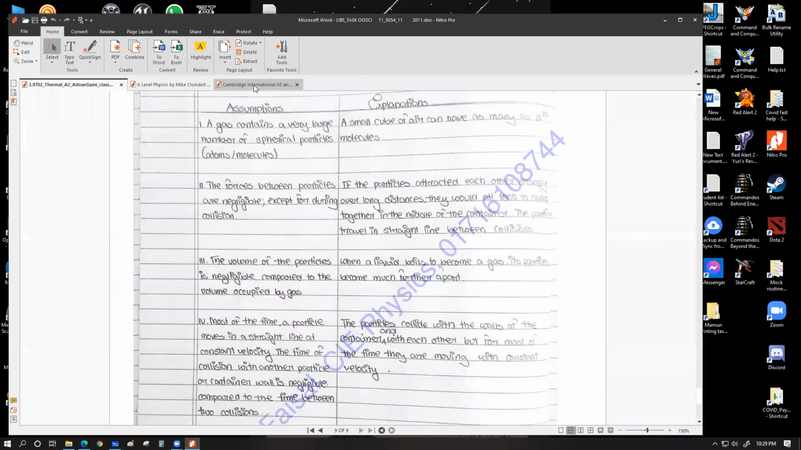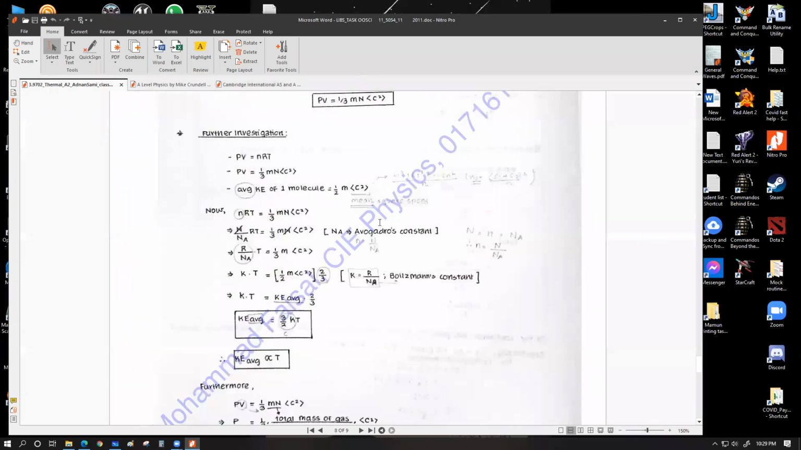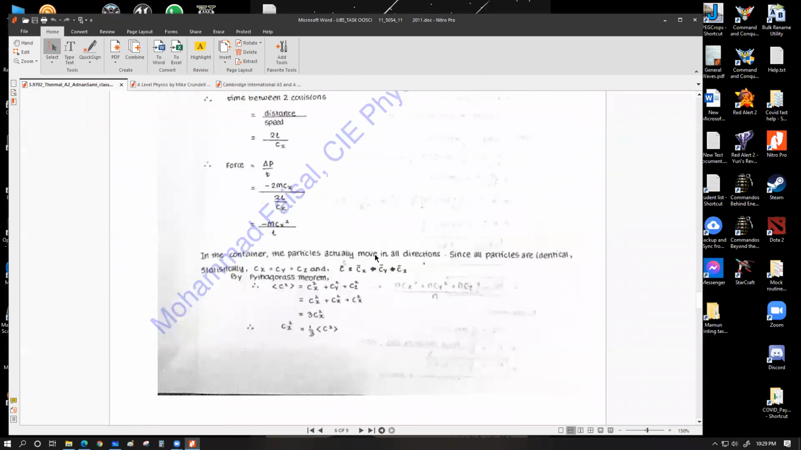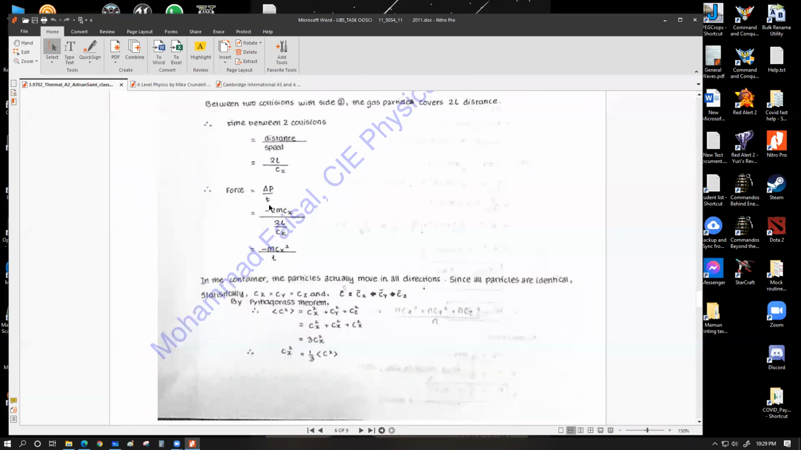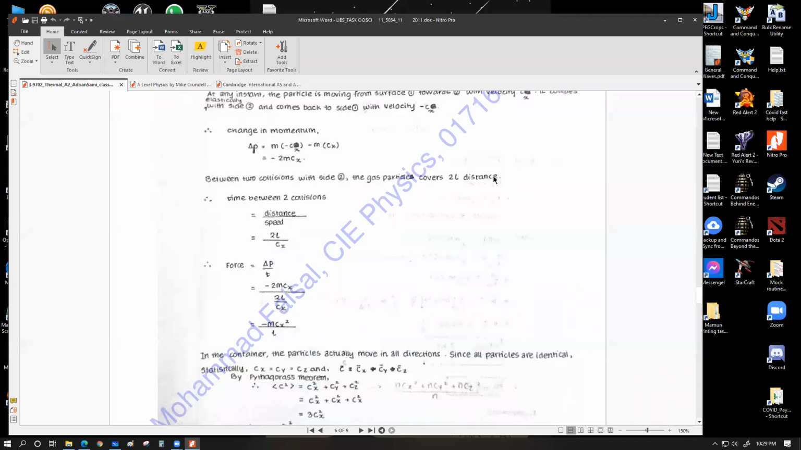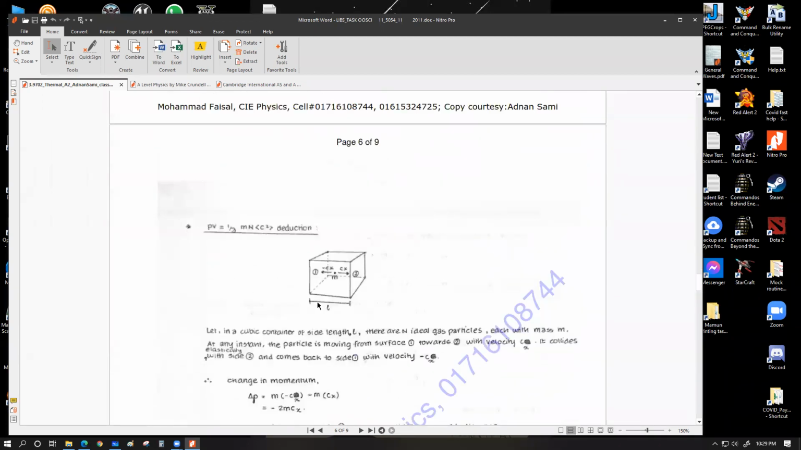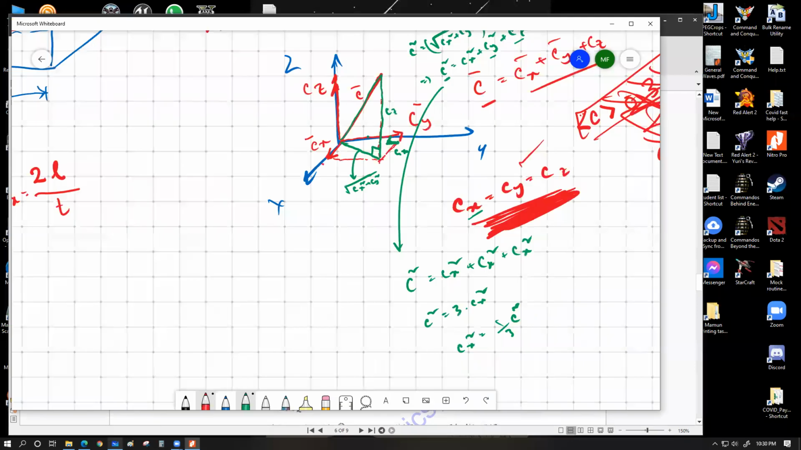Have a look over here. Let me show you another thing. Whenever we are considering this expression, the amount of time it takes between two collisions, we considered that the particle was covering 2L distance between two collisions. Remember, the particle was covering 2L distance, and L was the length of the container. If the particle did have some dimension, some size, it would have covered less than 2L. If you wonder what I mean by this, let me show you.